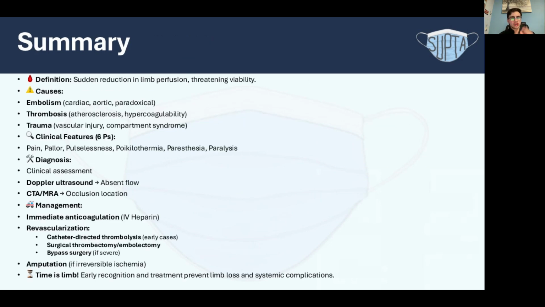And that's it. So this is a summary. I think it includes the very big points about acute limb ischemia. If you want to screenshot it and put it in your notes, it's quite good to look at before the exam.